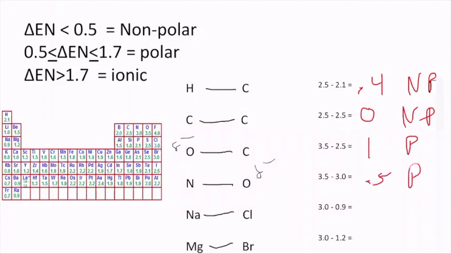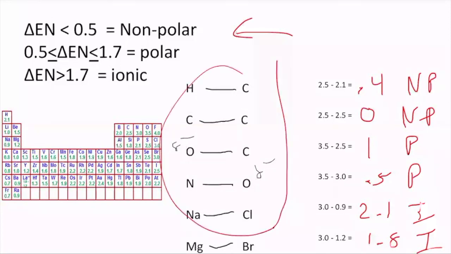And then for Na and Cl, the difference will be 2.1, so it will be ionic. And then lastly, for magnesium and bromine, it will be 1.8, which will also be ionic. Also, I want to note that this rule only works for compounds with only two elements like these ones right here. It gets complicated when you have more elements.